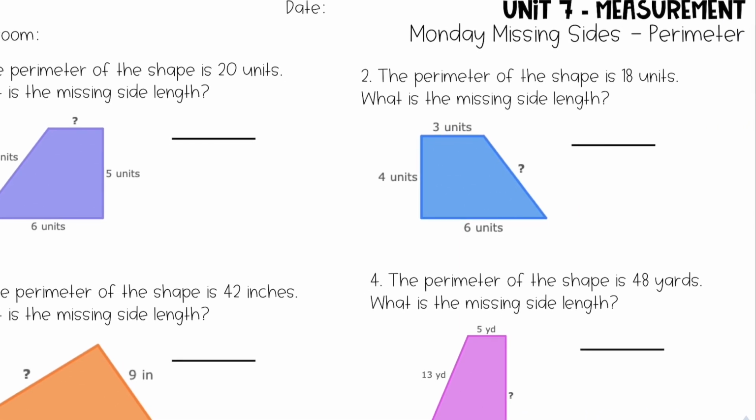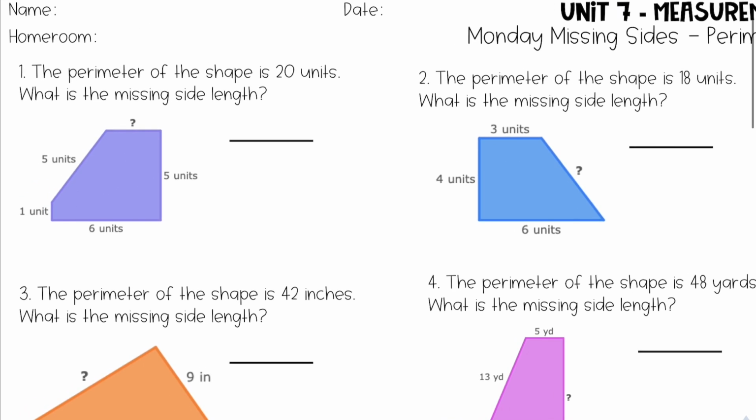Today we are going to continue our measurement unit with area and perimeter, but today we're going to explore the idea of having missing side lengths. So when we're given a shape and we don't know what one of the measurements is, we're going to learn today how to figure that out.